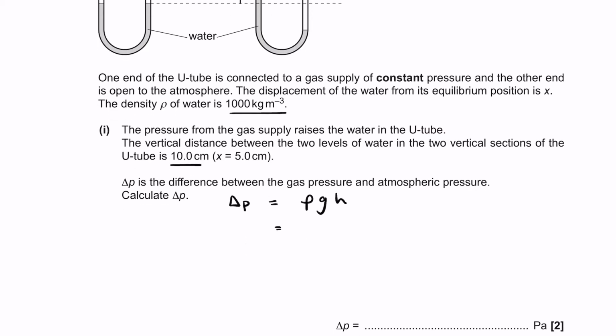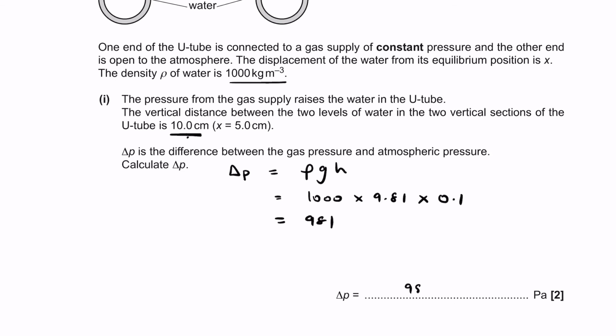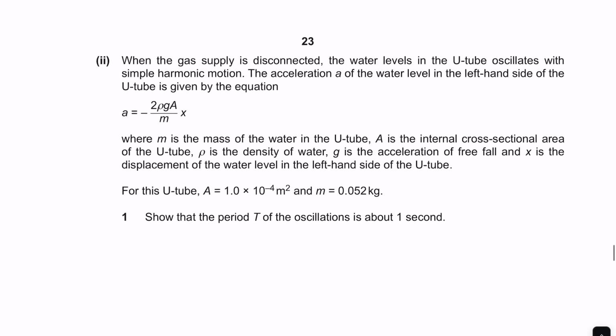So the fluid pressure is 1000 times 9.81 times the vertical distance, which is 0.1 meters. That gives me 981, or quite simply 980 to two significant figures. Next up, we've been given that when the gas supply is disconnected, the water levels in the U-tube oscillate with simple harmonic motion.